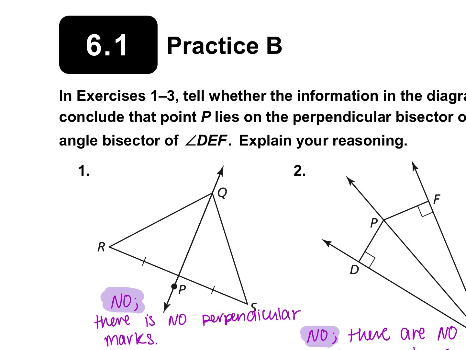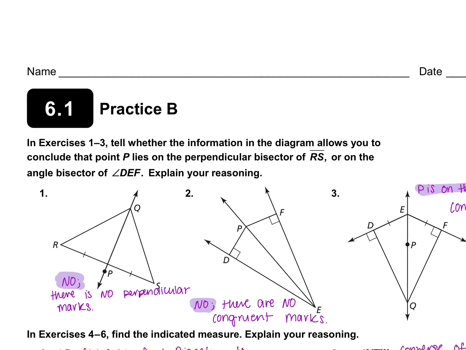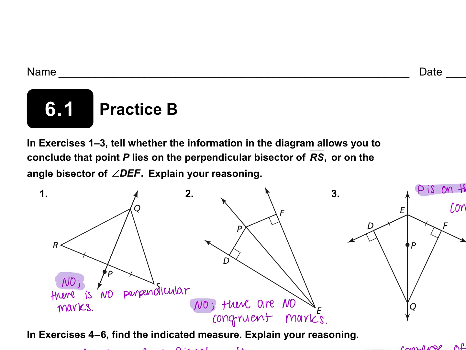Again, I have the answers on here. I'm just going to kind of go through it. But if you have a question, let me know and I'll answer it. So 6.1, part B, numbers 1, 2, and 3, they want you to tell whether the information in the diagram allows you to conclude that point P lies on a perpendicular bisector of RS or on the angle bisector of angle DEF. Explain your reasoning.